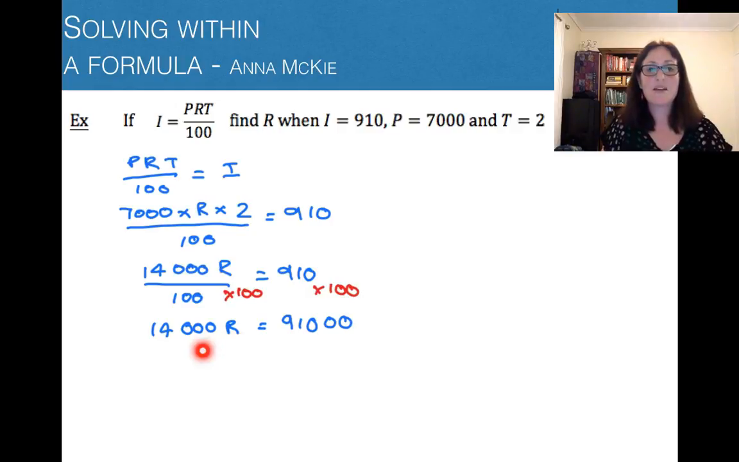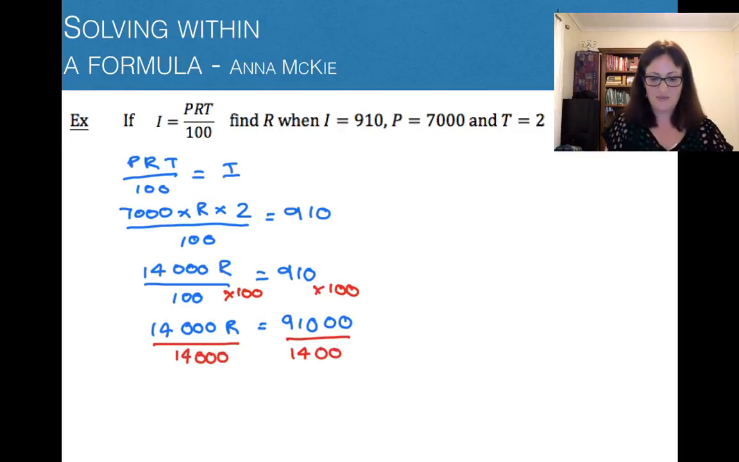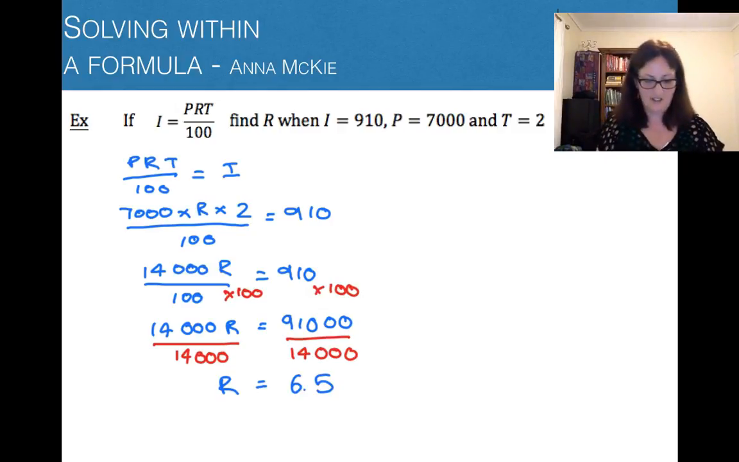And now R is being multiplied by 14,000. The opposite of multiply by 14,000 is divide. Have your calculators handy. Tell me what 91,000 divided by 14,000 is. What did you get? R is equal to 6.5. So that would be our rate if it was an interest question.